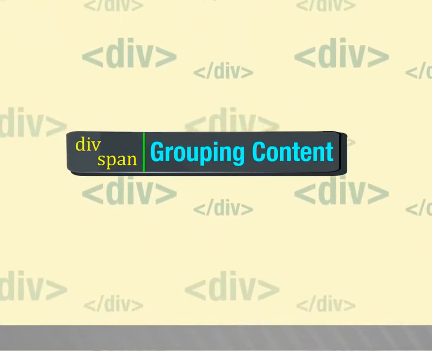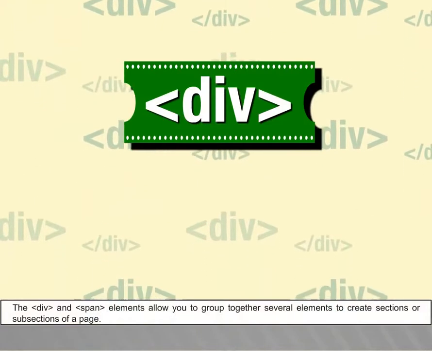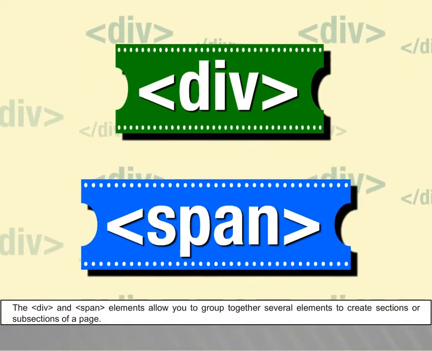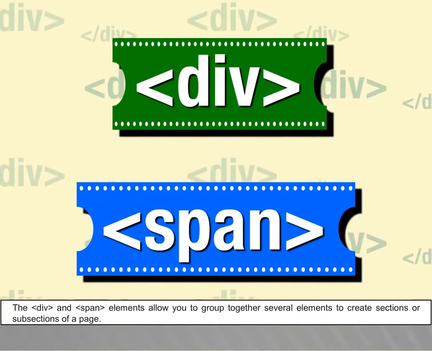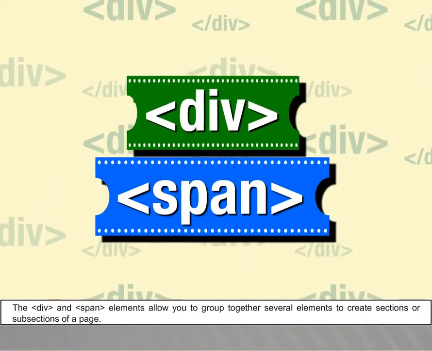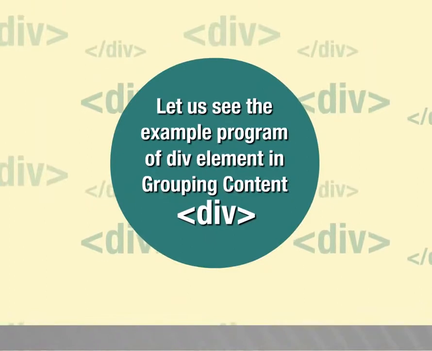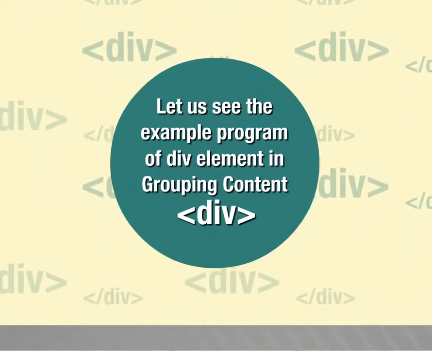Grouping content. The div and span elements allow you to group together several elements to create sections or subsections of a page. Let us see the example program of the div element in grouping content.